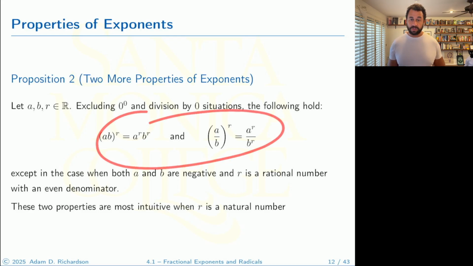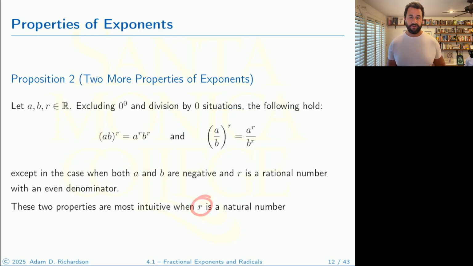These properties are the most intuitive when R is just a natural number. One thing I want to point out here is that if you take a product and raise it to an exponent, you can distribute that exponent to each one of those factors. So a times b to an exponent is a to that exponent times b to that exponent. That's really what it's saying. Same with this ratio, this division. You can distribute that r to both of those factors there. Okay, and it'll be equal. You'll still have the same value.